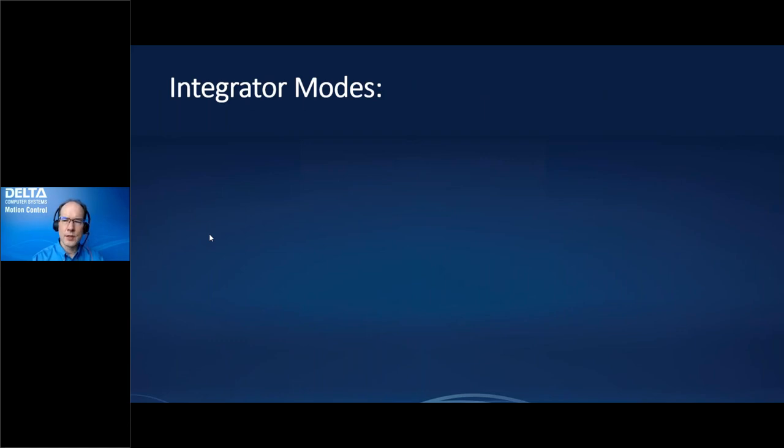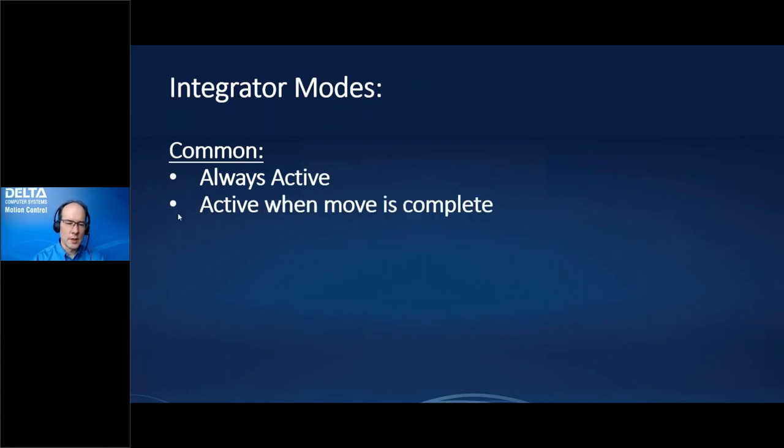So we have a few integrator modes that you can choose from. The common modes are, the first one is always active. That just means it's always on. That's the normal default behavior. Or you can choose to have it active only when the move is complete. So during the move, it's off. And when the target position reaches the final requested command position, then the integral gain starts working.